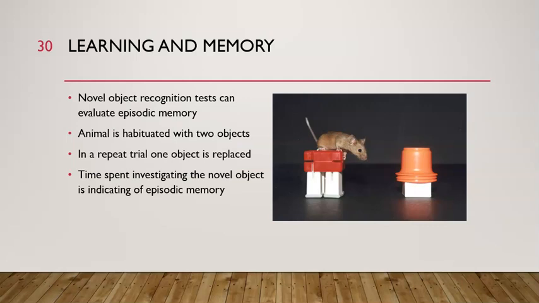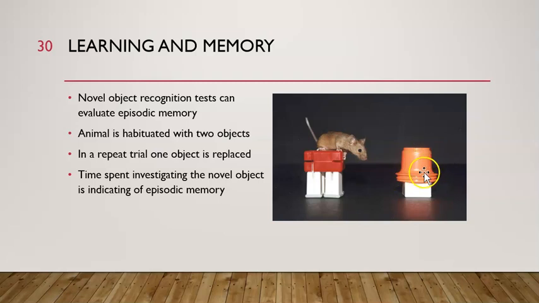And then finally, we've got the novel object recognition task. This is to evaluate episodic memory specifically. Pretty much the animal will be presented with 2 different objects here. They get to explore them, become familiar with them. It's great. Then on the next trial, one of these objects will be removed. And what we should expect to see is rats and mice are very curious. They like to explore new things. So they should spend more time with the new object rather than the old object.